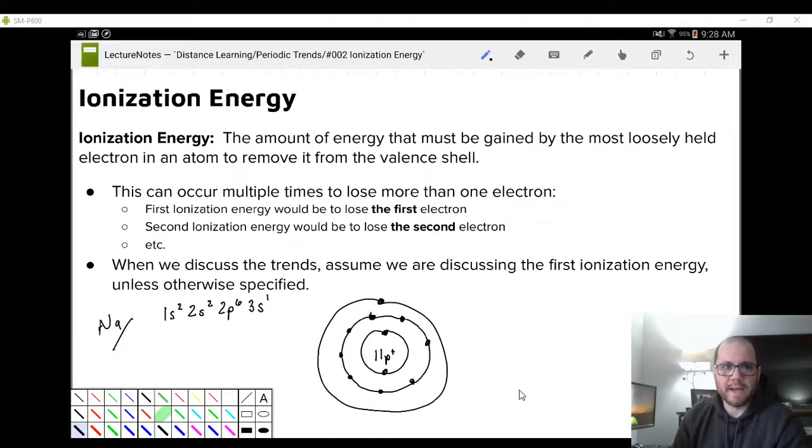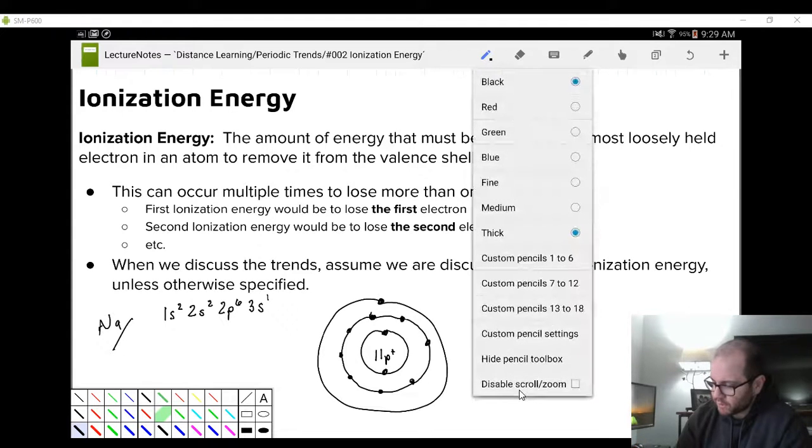All right, so let's talk about ionization energy. As we already defined before, ionization energy is the amount of energy that must be gained by an electron to remove it from its outermost electron shell. So, for example, we have the Bohr model of sodium down here at the bottom of the page.